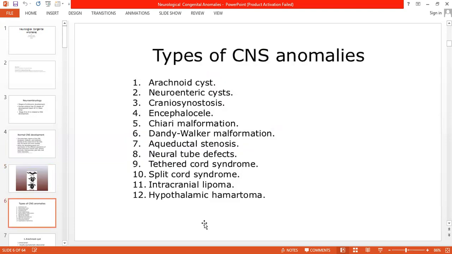The types of CNS anomalies. There is a list of names; if you at least keep these names in your mind, that will be sufficient. So: the arachnoid cyst, the neuroenteric cyst, craniosynostosis, encephalocele, Chiari malformation, Dandy-Walker malformation, aqueductal stenosis, neural tube defect, tethered cord syndrome, split cord malformation, intracranial lipoma, hypothalamic hamartoma. Mind you, these are only those congenital anomalies where neurosurgical intervention is done nowadays.